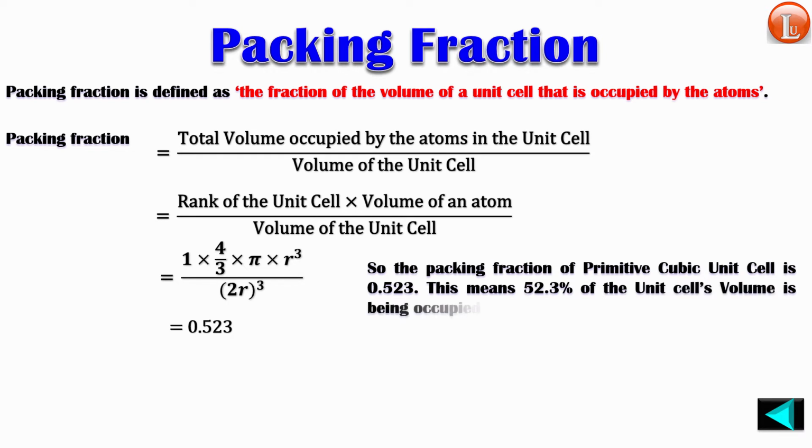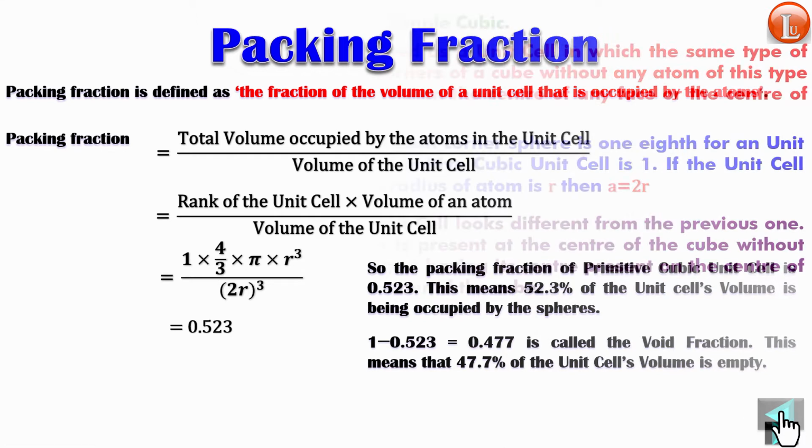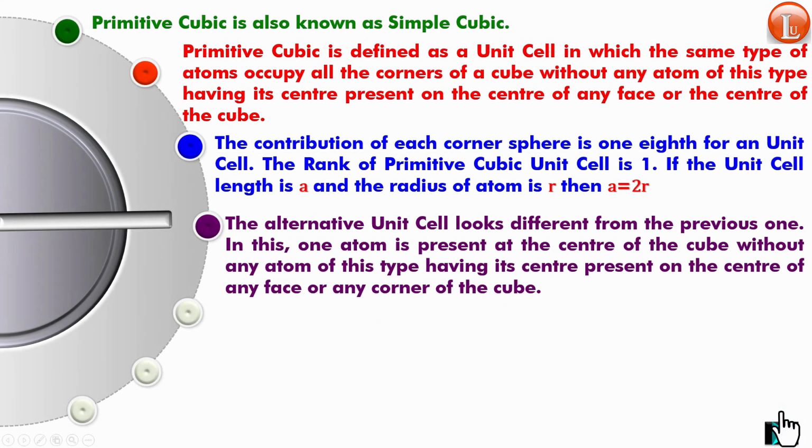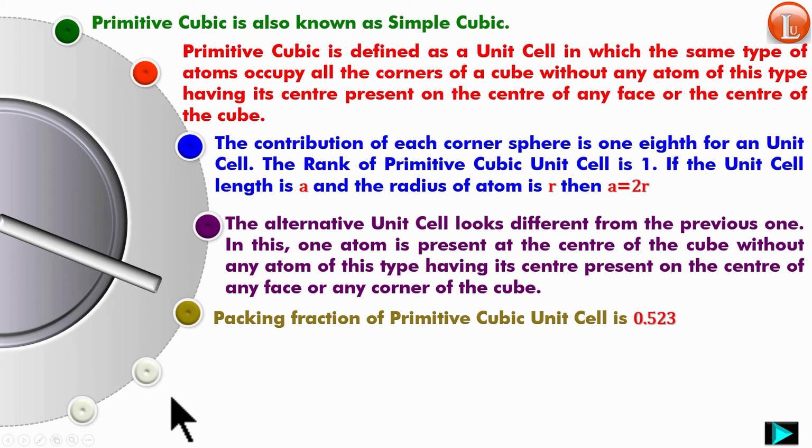Now 1 minus 0.523 gives us 0.477. That's called the void fraction. So this is the space. 47.7% is the space occupied by empty space. It's totally empty. So let's go back, and this gives us the packing fraction is 0.523.